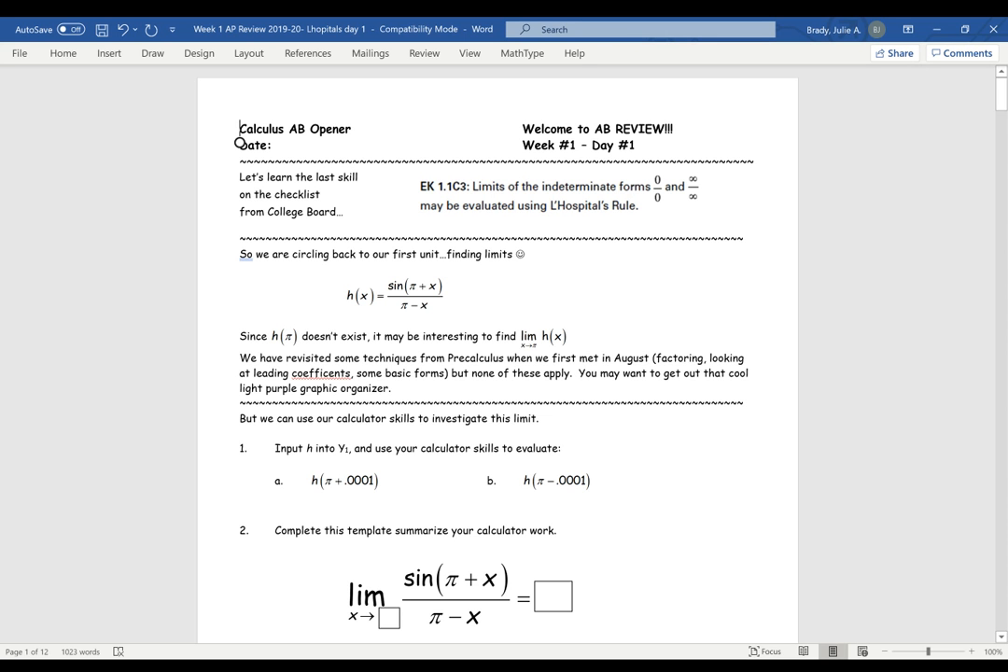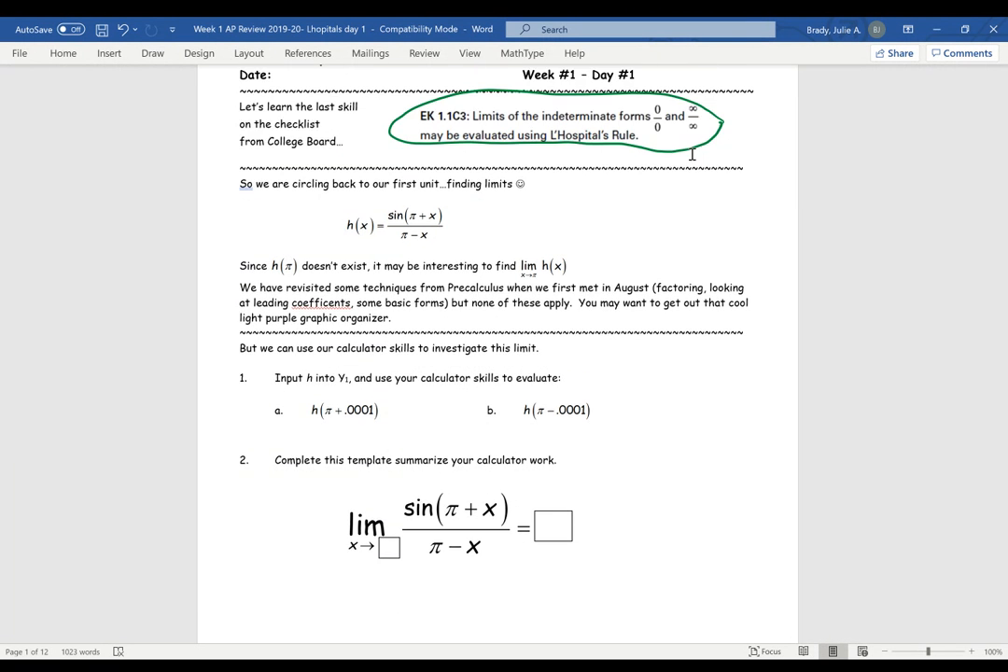All right, it's me. So we're ready to learn the last new thing. Hopefully, did everybody read this beginning? So this is our last new skill. There's some words that I want to make sure everybody knows. Okay, so hopefully you did the opener.